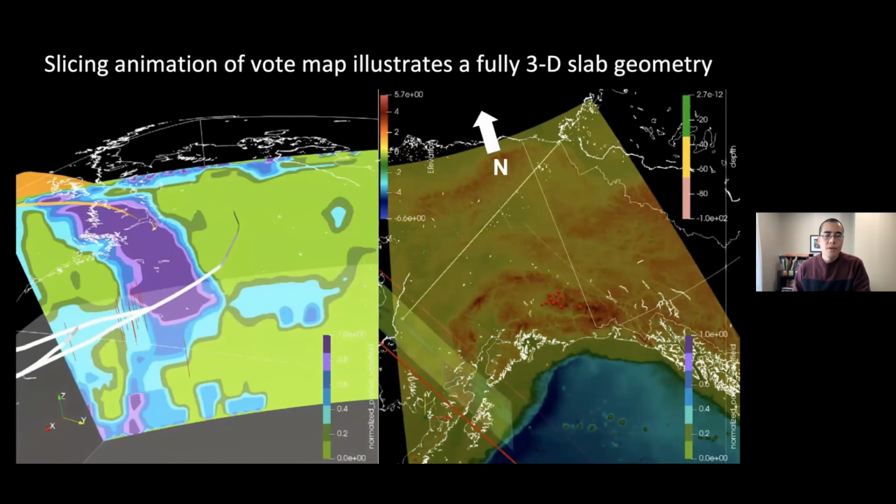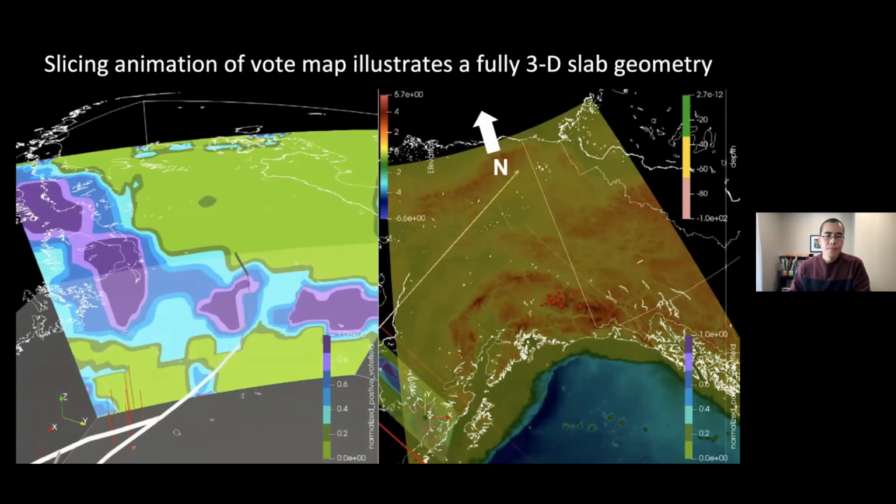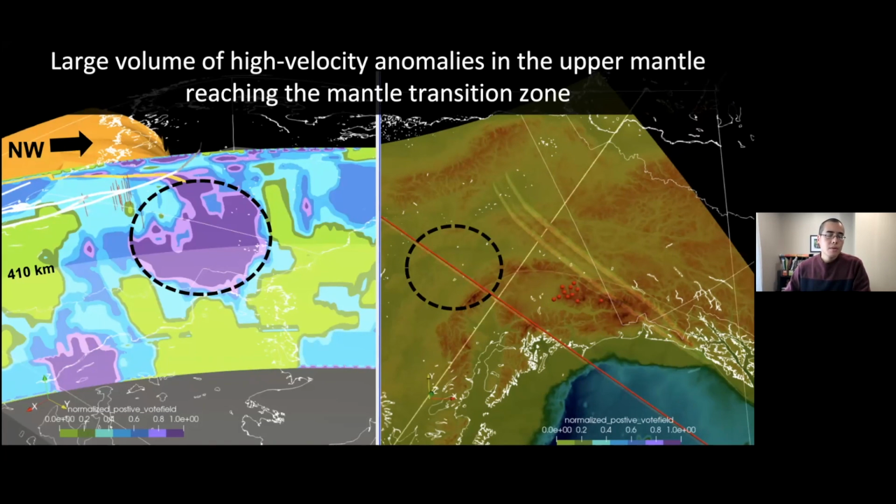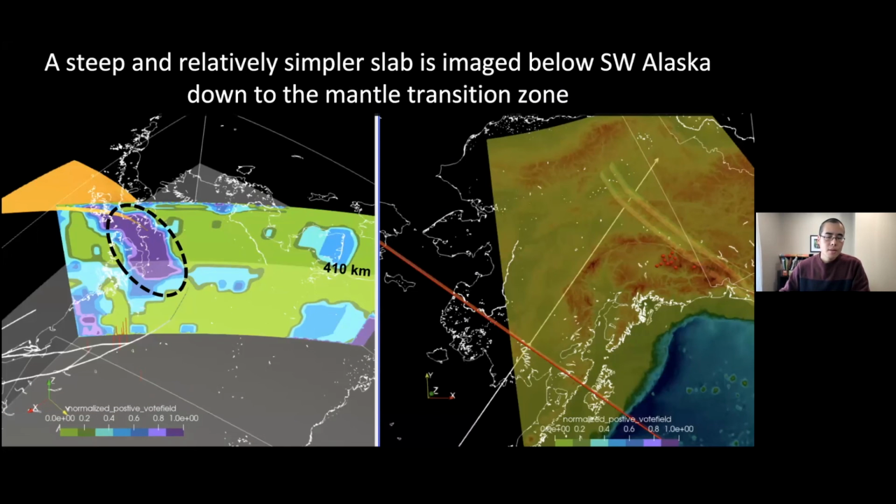There are also very interesting deep slab signatures here. I want to highlight a few things. This is the cross-section or slice across the Yakutat plate, Yakutat slab, right along the plate motion direction. We observe 2 high velocity features, one below the Wrangell volcanoes and the other one below south central Alaska. Moving further to the west, we see a large volume of high velocity signature here. Even further west and southwest, we see a high velocity feature, which is likely associated with the Alaska slab.